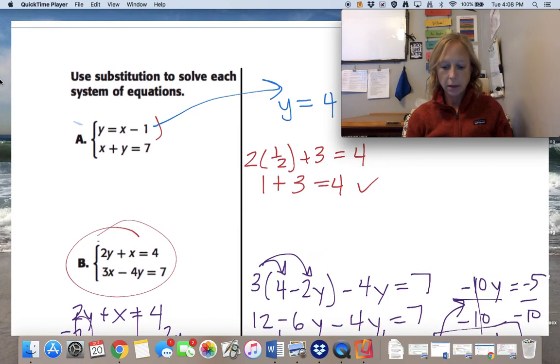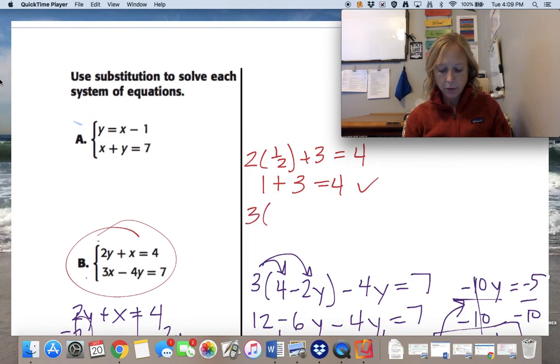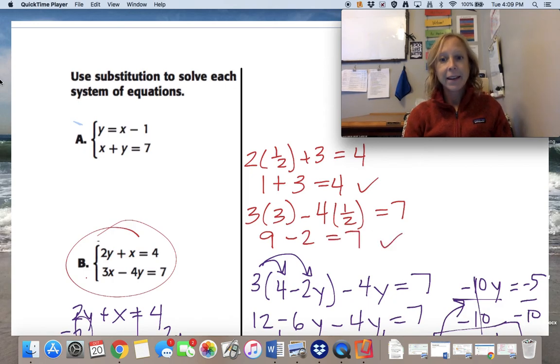Let me go where you can see a little bit better. All right, let's check the next equation. So 3, remember my x value is 3, minus 4 times y, which was 1/2, equals 7. 3 times 3 is 9. Half of 4 is 2. Is 9 minus 2 equal to 7? Yes. I substituted that point, 3, 1/2, into both of the equations, and both came out to be true. So now I have checked my work and I have justified that 3, 1/2 is indeed the correct answer.